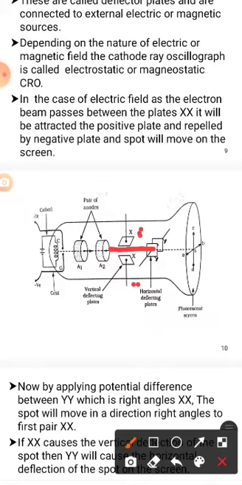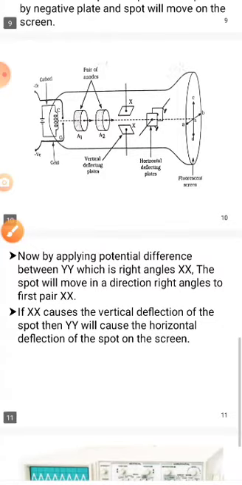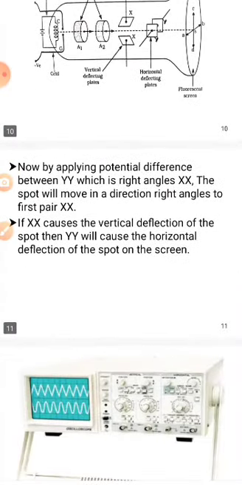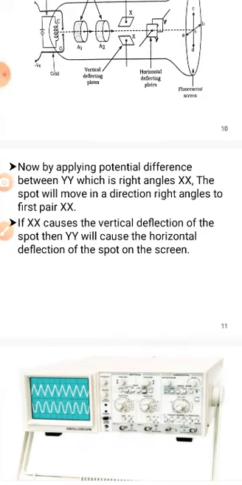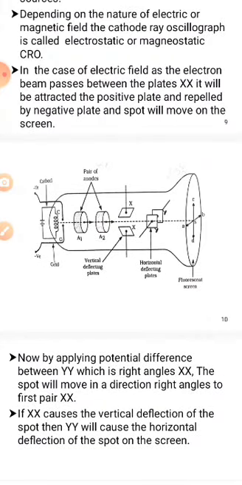We are getting the waveforms on the screen. Now, by applying the potential difference between the x-axis plates, here we are applying the potential difference to the x-axis.